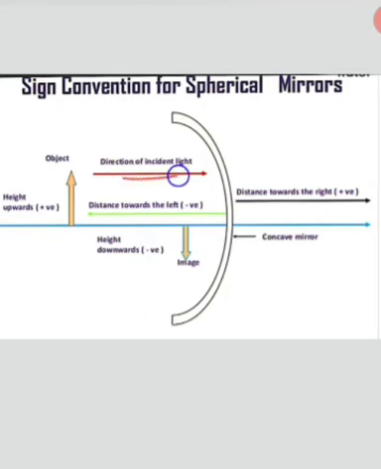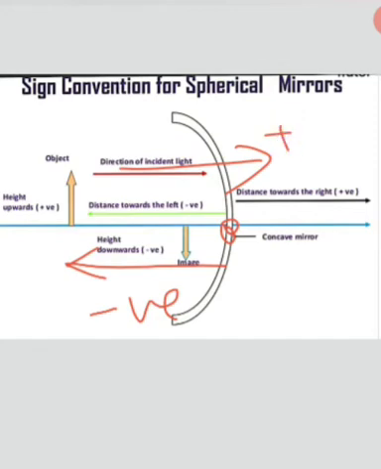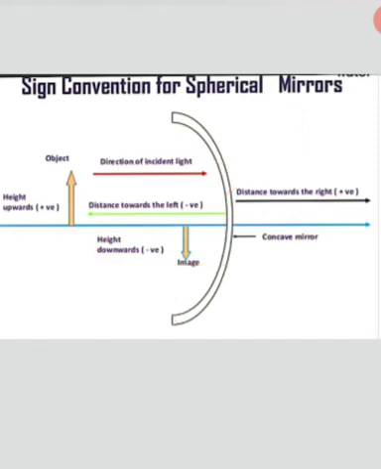The direction of incident light will be taken as positive, while distances towards the left will be taken as negative. It means if the pole behaves as the origin, distances taken in this direction will have a negative value, and distances taken in this direction will have a positive value. On this side also the same thing will be applied.